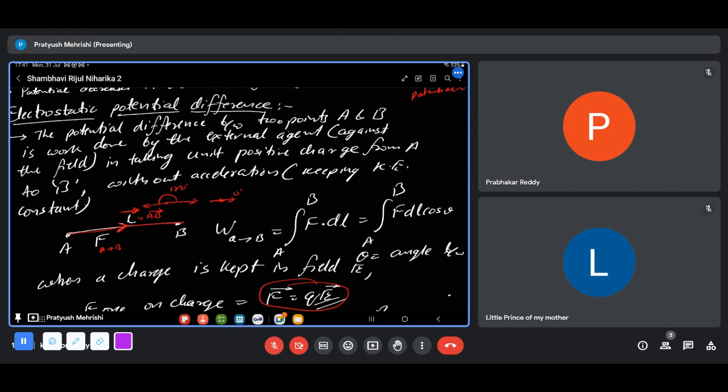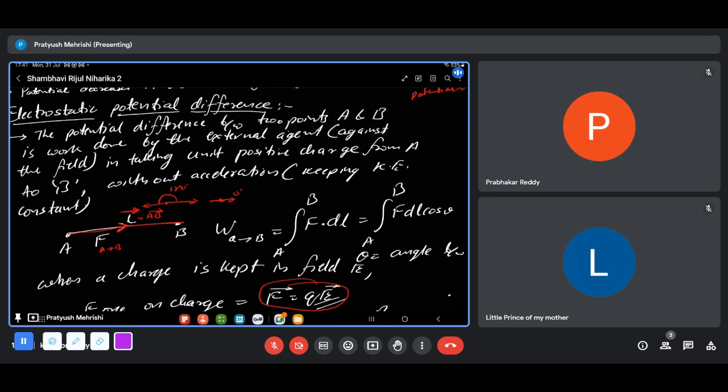Next is potential difference. Now here comes the important point. Actually, absolute electrostatic potential is not defined. We can only define the potential difference. Potential difference between 2 points A and B. What it will be? The potential difference between 2 points A and B is nothing but the work done.